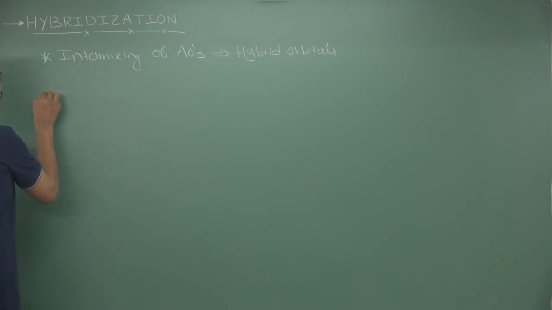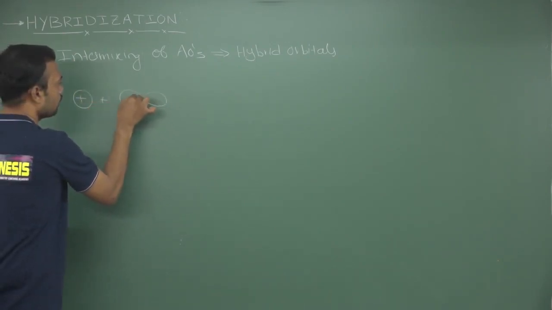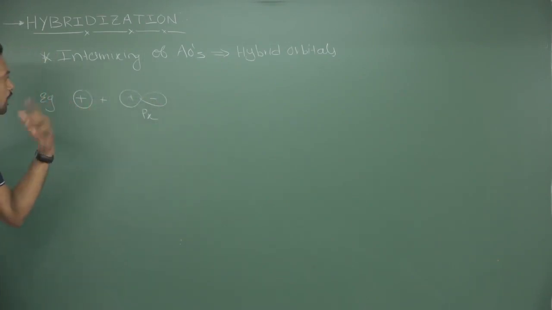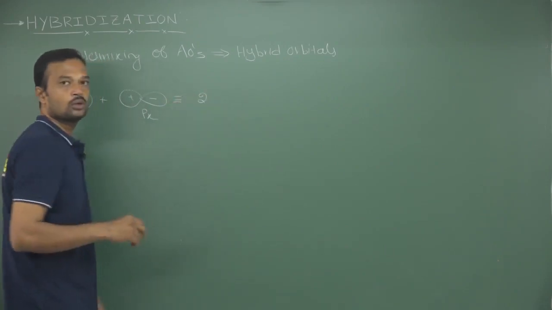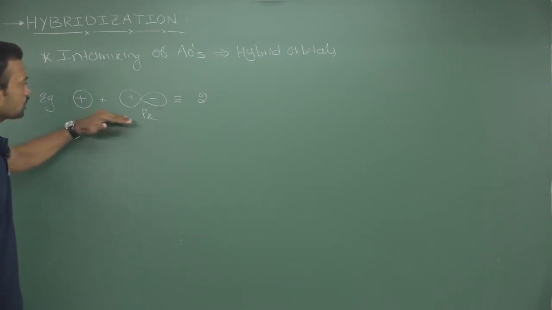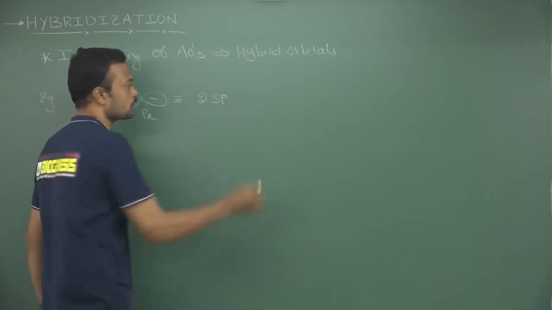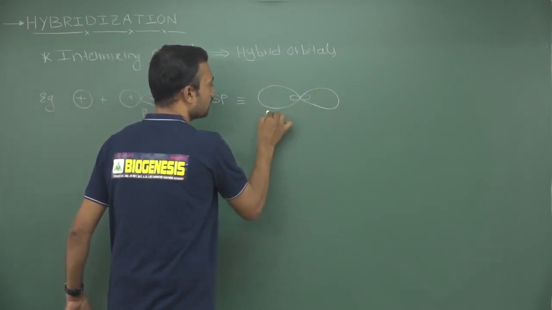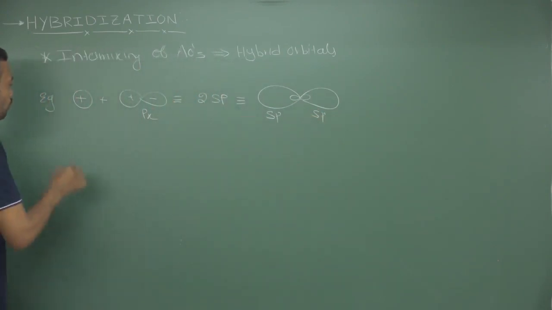Suppose I intermix one s orbital and one p orbital which is oriented in the x axis. Here you may expect two hybrid orbitals, since we are intermixing these two. So two sp hybrid orbitals are expected. This can be represented like this: this is sp and here also sp. So two sp hybrid orbitals will form.